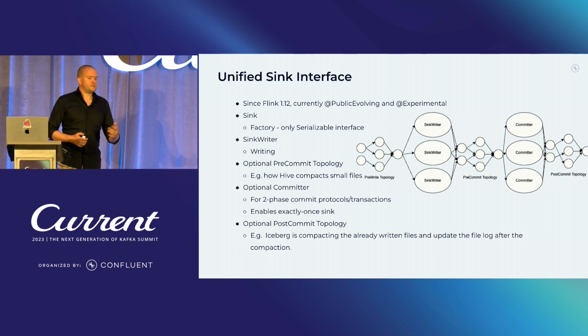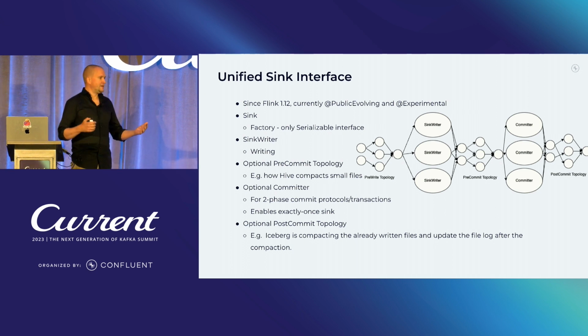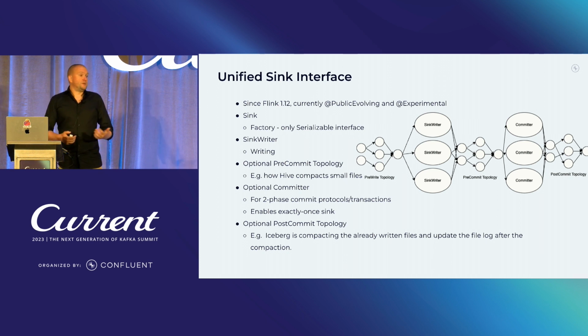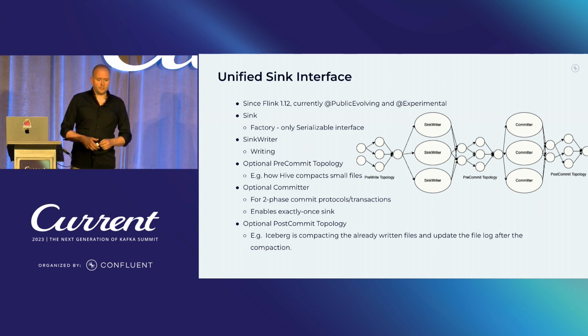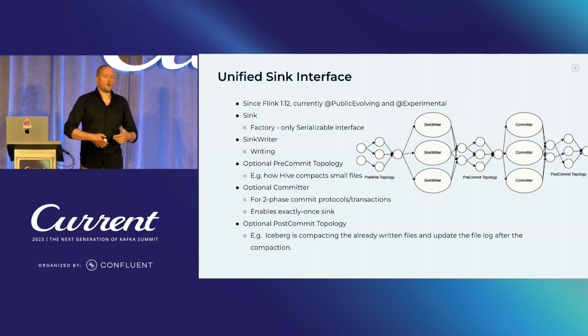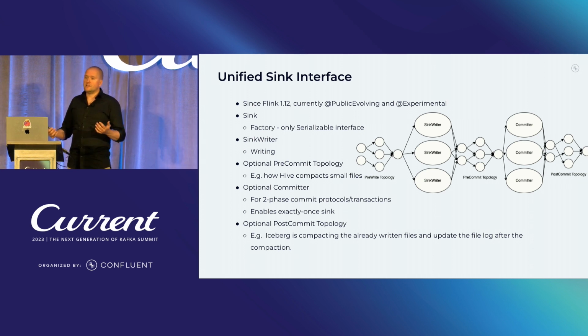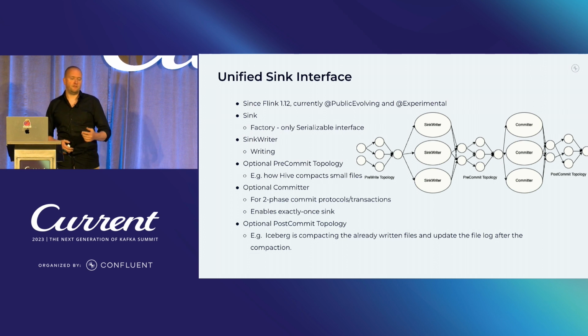So again, this is a compositional API, and it consists of several elements. You have a sink, which, same as with the source, is a factory and the only serializable interface that you have. Next up, you have the sink writer, which actually takes care of writing the information for you. Then there are a couple of options that you have. There's a pre-commit topology, which comes after the writing. A pre-commit topology is a way to insert custom logic or hooks into the sink before the data is actually committed. So you could do additional processing or transformation of the data before it's made visible.